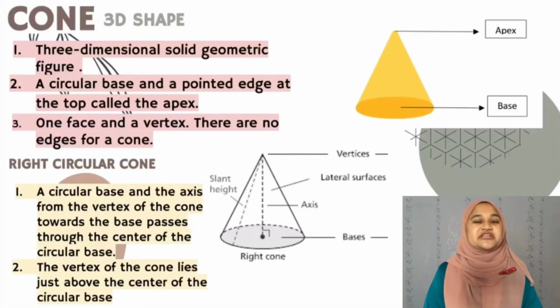The only 3D shape of the Tudung Saji Mengkuang is a cone. A cone is a three-dimensional solid geometric figure having a circular base and a pointed edge at the top called the apex.